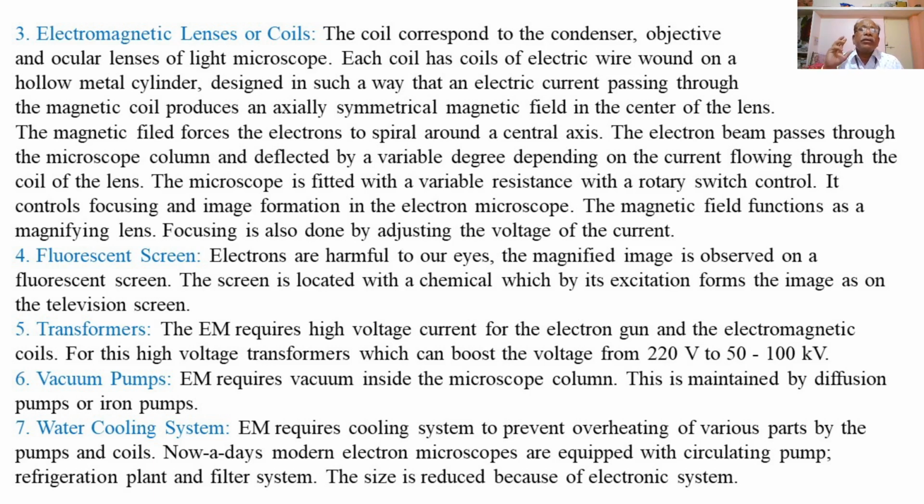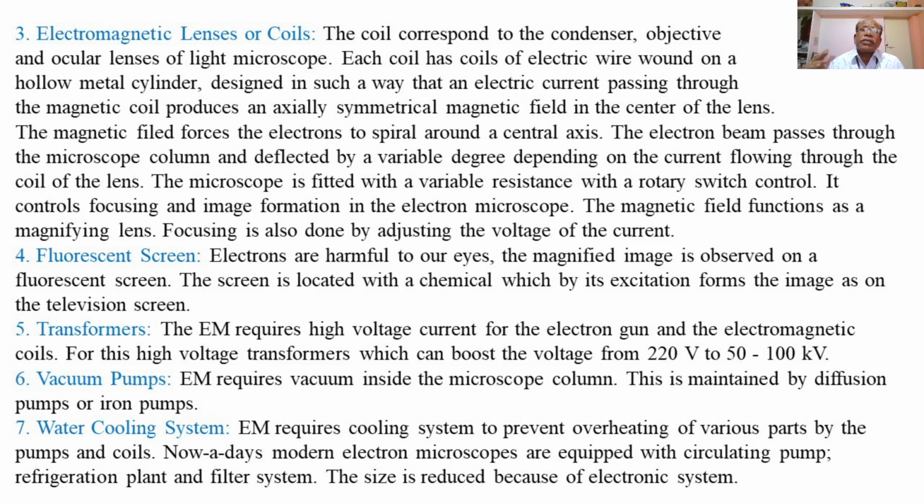The electron beam passes through the microscope column and is deflected by a variable degree depending on the current flowing through the coils of the lens. The microscope is fitted with a variable resistance with a rotary switch control. It controls focusing and image formation in the electron microscope.